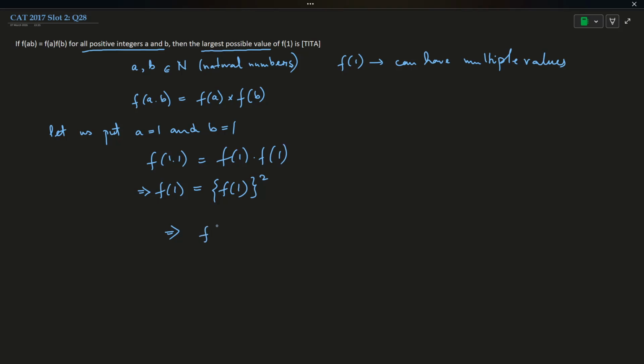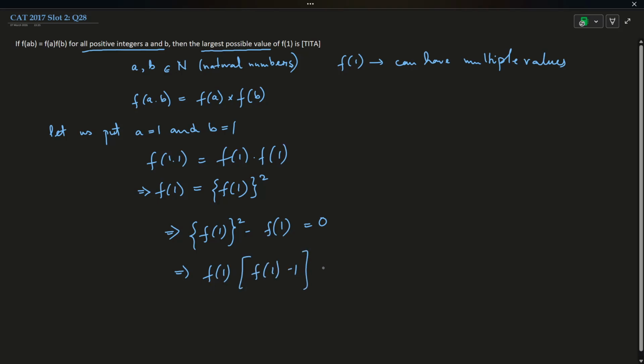From here, if I take f of 1 whole square minus f of 1 is equal to 0, I can take f of 1 common. I will have f of 1 into f of 1 minus 1 equal to 0. From here I will have f of 1 equal to 0 or f of 1 equal to 1. Two values I got. I need the largest possible value. Hence the answer will be 1. Type in the answer. Pretty easy question, guys.